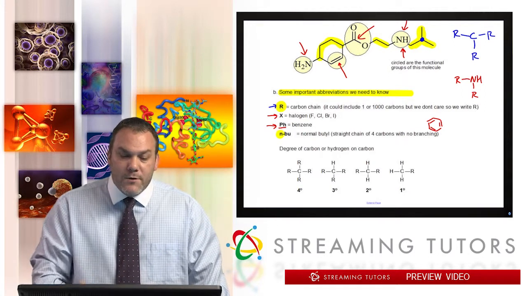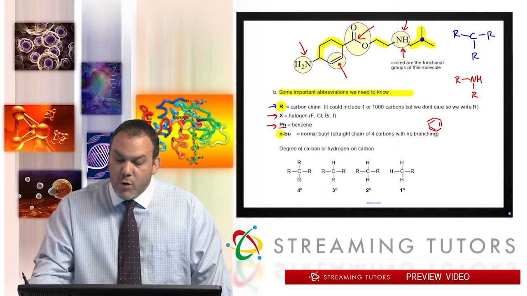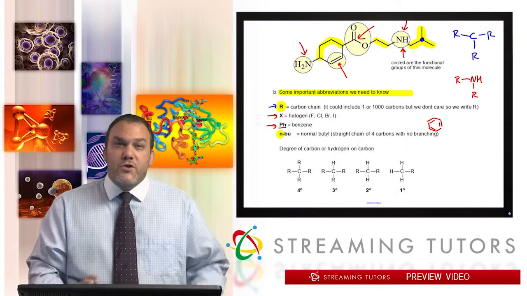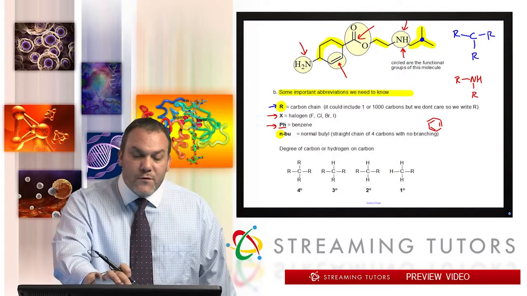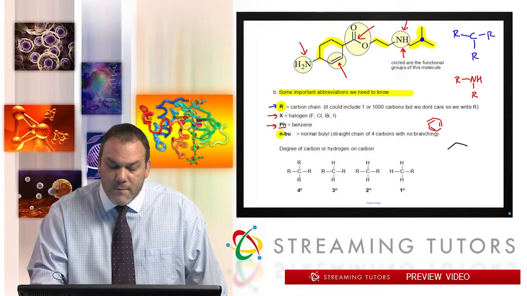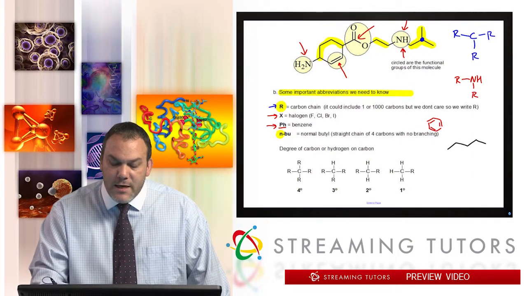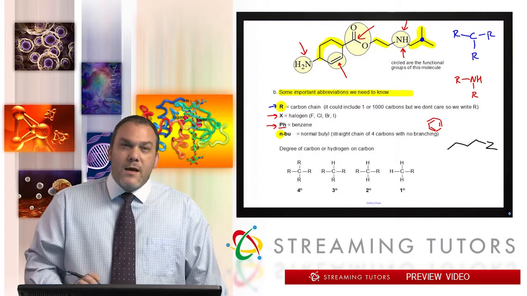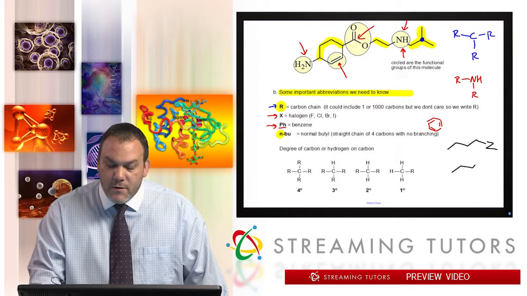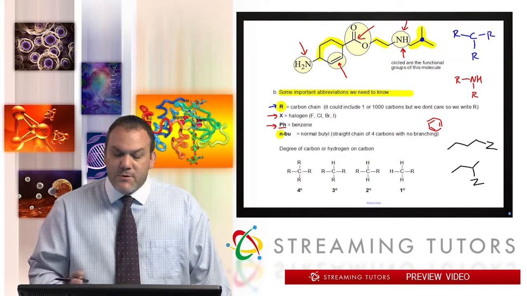Now, this letter N is really what I want you to see here, but the most common is nBu. N means normal. Now, normal is just a straight chain. So let's say, for example, I have 4 carbons like this, and then there's something here. I'll call it Z. Now, if I have another connection like that, these are not the same structure.